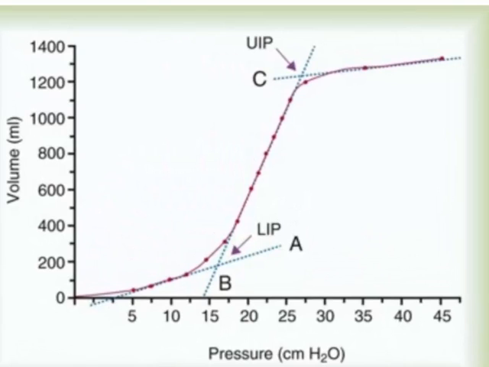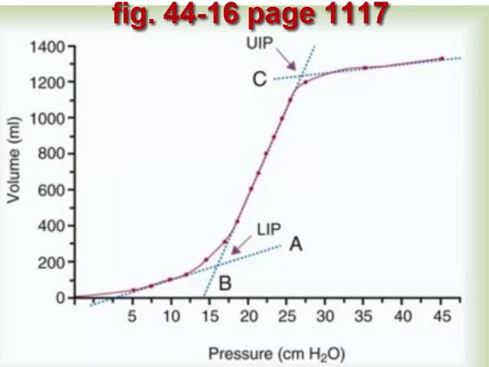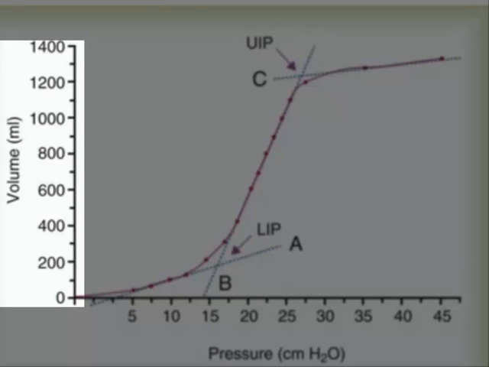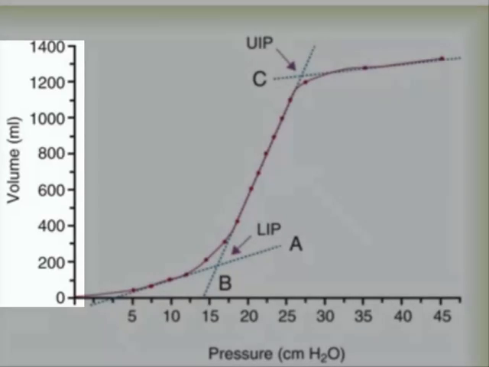This is figure 44-16 on page 1117 in your text. This is a static pressure volume curve of a patient with ARDS. The volume is increased in increments of approximately 100 mLs. Inspiratory plateau is measured, and the pressure volume curve is plotted.